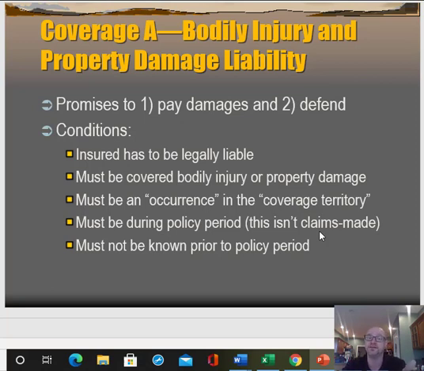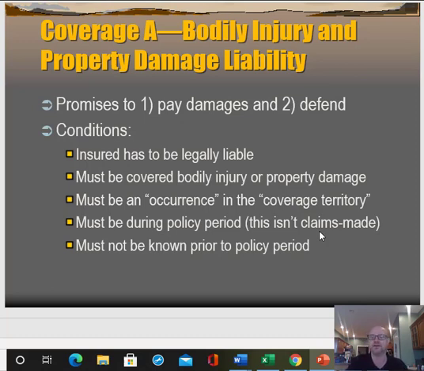Coverage territory, that part's easy. United States, Puerto Rico, Canada. That's usually it. And the U.S. territories, because that's considered part of the U.S. too. So U.S. and territories, Puerto Rico, Canada. Has to be during the policy period if it's an occurrence policy, and most of them are. And then if you switched insurance companies in particular, it can't be covering something that you knew about before the policy began. And hopefully that just makes sense.